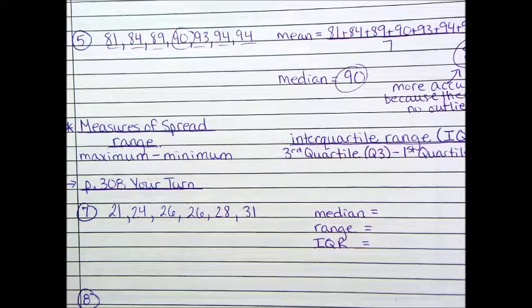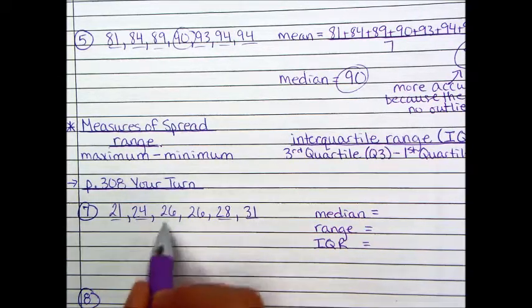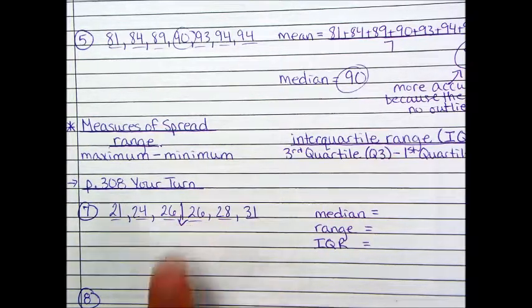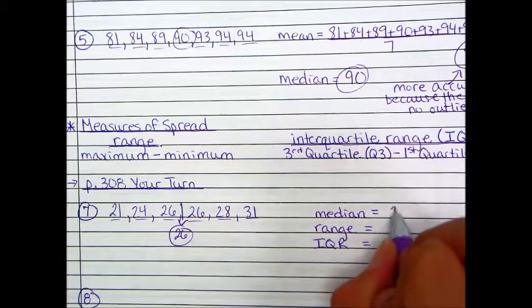Okay, let's start with median. We know that one. One from this end, one from this end, 2, 3. Okay, I like this one. The median is in between 26 and 26. Well, you know what's between 26 and 26? 26.